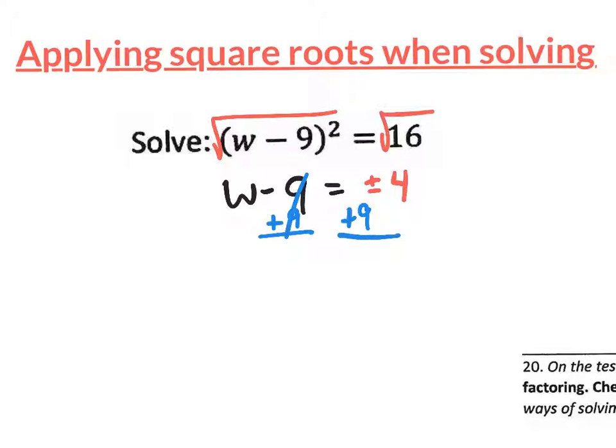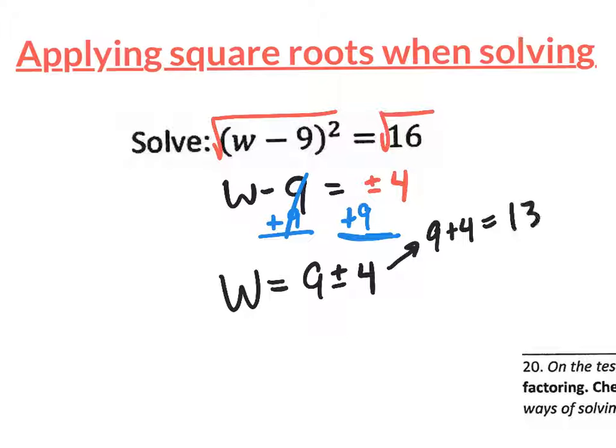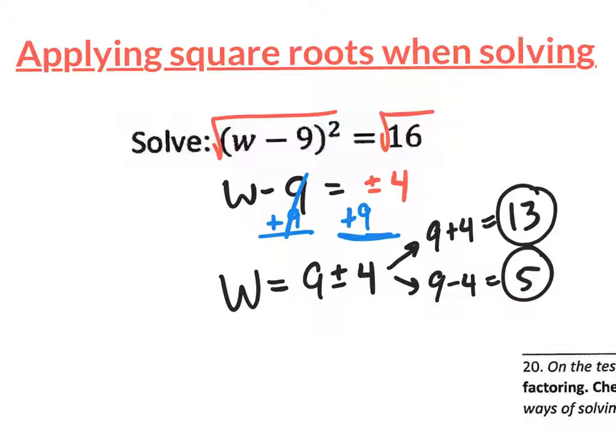Now I'm not actually going to do this, I'm just going to rewrite it. So on my left side, I have w equals, that's what I want. And on the right side, I have a positive 9 plus or minus 4. Now that's both plus or minus, so you have to do both situations. You have 9 plus 4, which is 13, and you also have 9 minus 4, which is 5. So your 2 answers are 13 and 5.